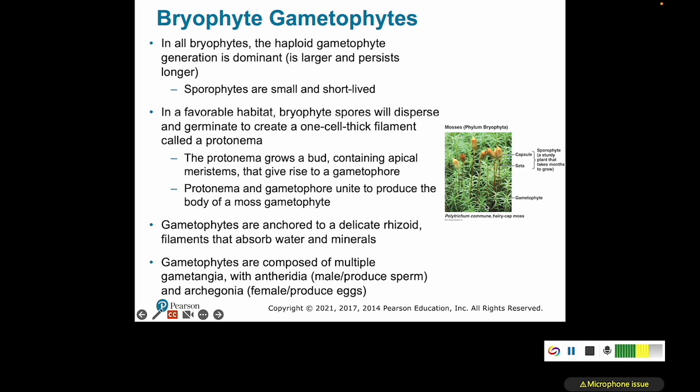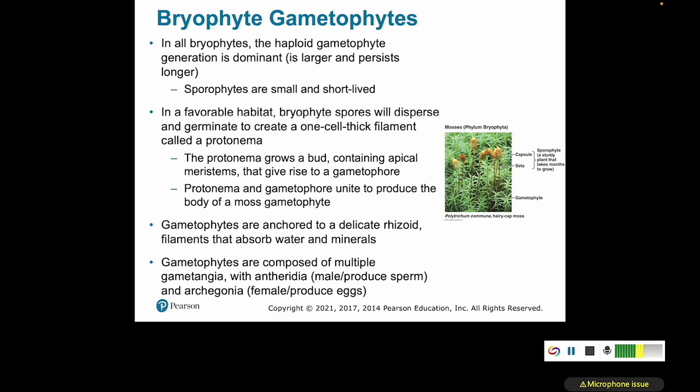The gametophytes are anchored by rhizoids, which are filaments that absorb water and minerals. You could compare them to a root, although they are not developed all the way as a vascular plant root would be. And gametophytes have multiple gametangia that have antheridia and archegonia. We talked about that in the first lecture for this chapter. The antheridia are male and produce sperm, and the archegonia are female and produce eggs.